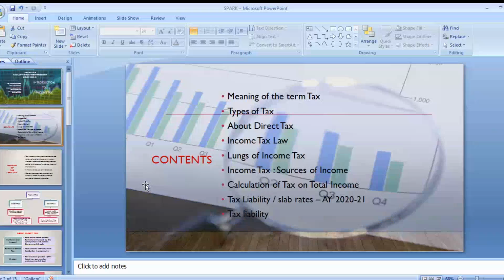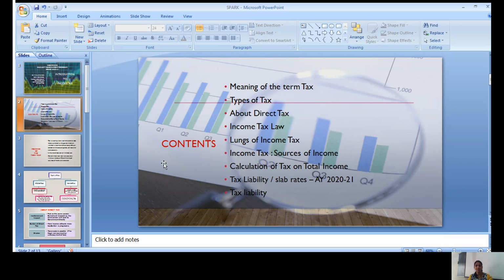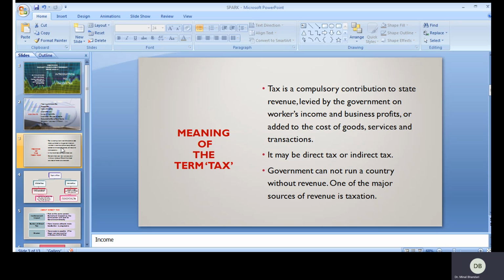In the total session we will cover aspects like the meaning and types of taxes, direct tax, income tax law, heads of income tax, sources of income, calculation of tax on total income, and in two slides we will cover tax liability of a person for assessment year 2020-21 and the calculation of tax liability. Now first of all we will see what is the meaning of tax.